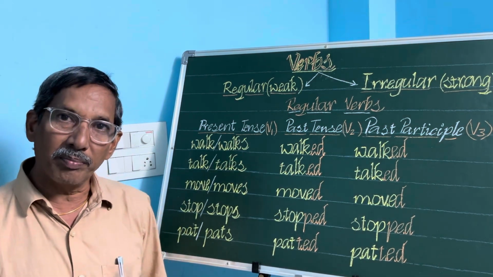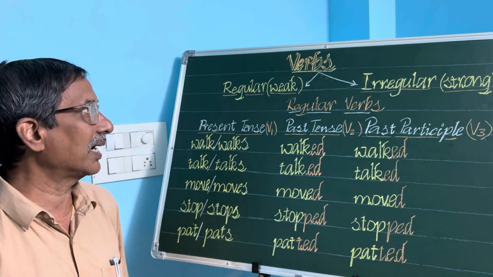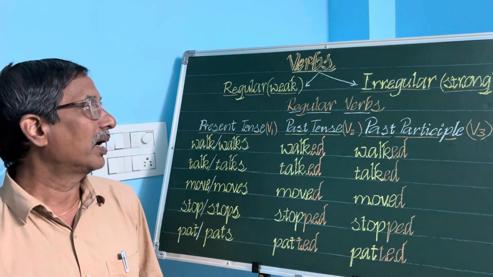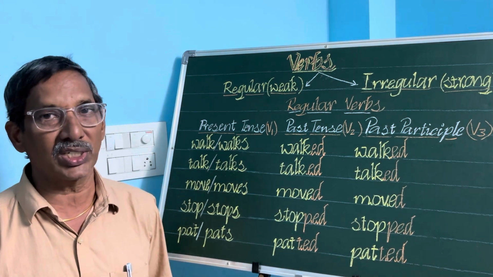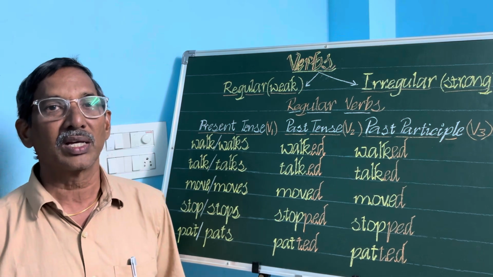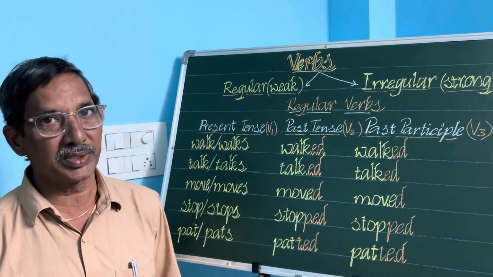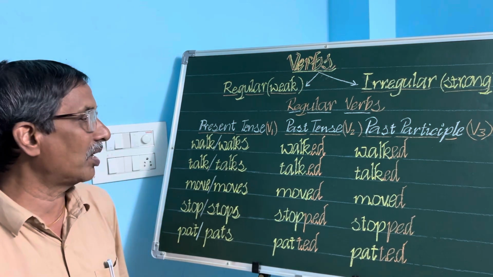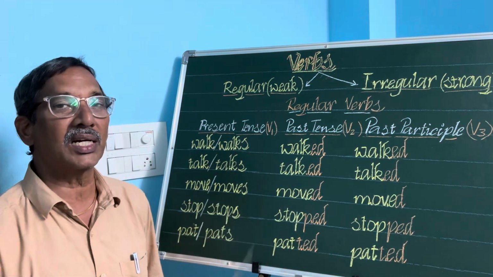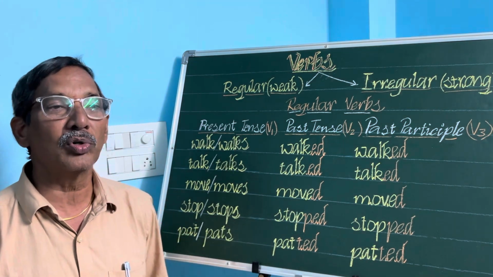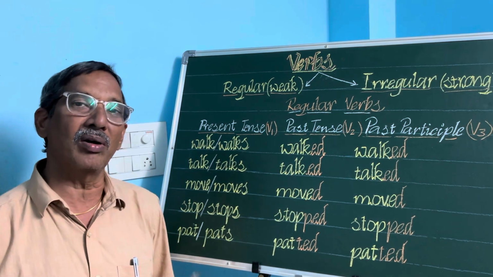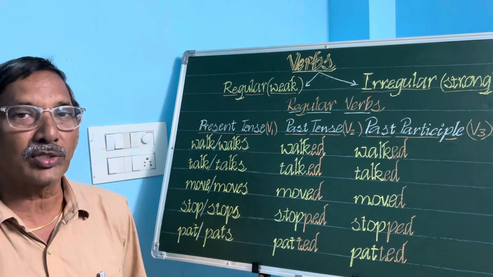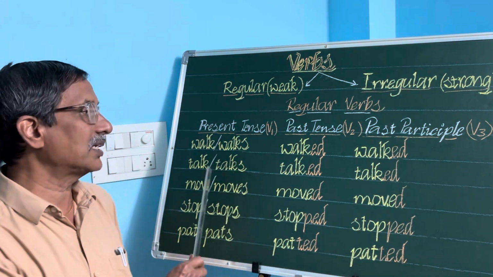So basically we can categorize verbs of the English language into regular verbs and irregular verbs. And today in this session we will discuss mainly regular verbs. We know that the English language has two tense forms, present tense and past tense. It has no future tense form of verbs as in Telugu and other Indian languages. It has only two tense forms, present tense and past tense.